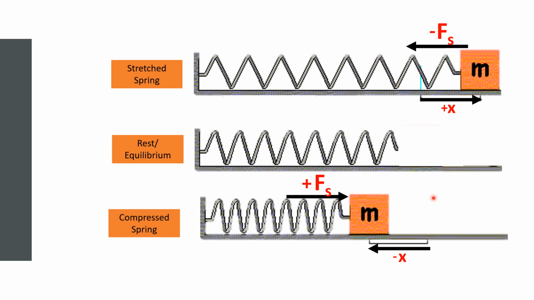As you can see in this example, it is always opposite. The Fs and the displacement are in opposite direction, whether compressed or stretched. That is the reason why the formula has a negative sign, to denote that the restoring force and the displacement x are in opposite direction as shown in the illustration.